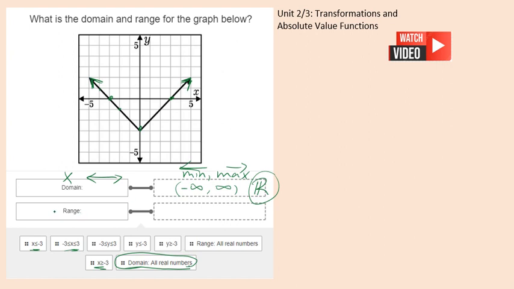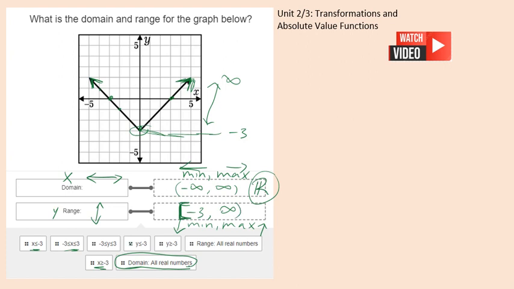Okay, so for range, we're going to look at the Y, or we're going to look at it up and down. And when we write it down, we also want to consider the minimum, comma, maximum. Minimum being the lowest, maximum being the highest. So if we look at this graph, the lowest that this graph goes, it's right here. So that is a -3. And the highest this graph goes, well, it goes on forever, so it's infinity.